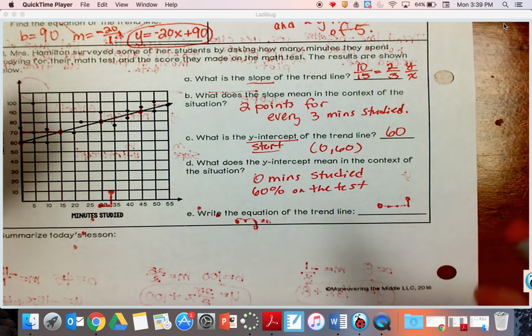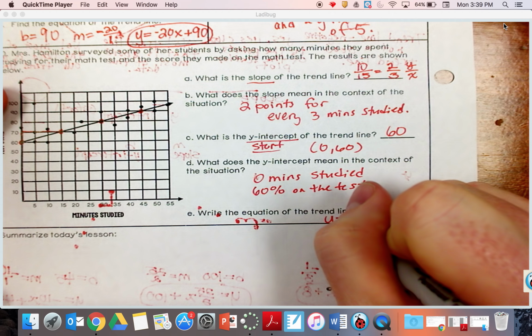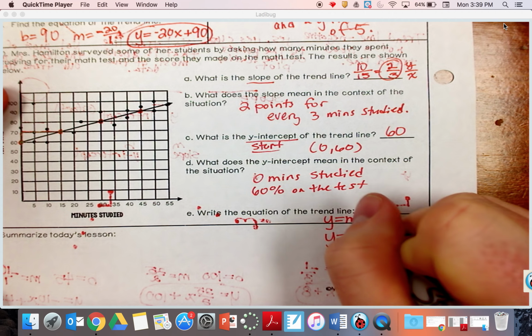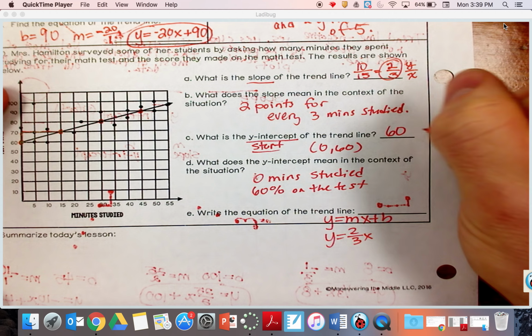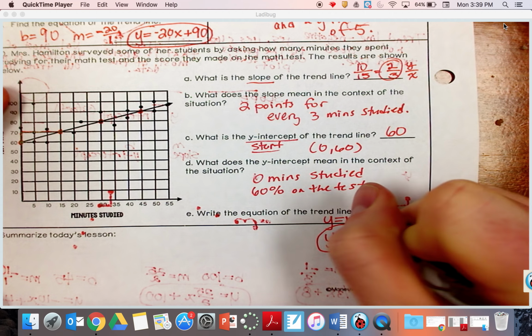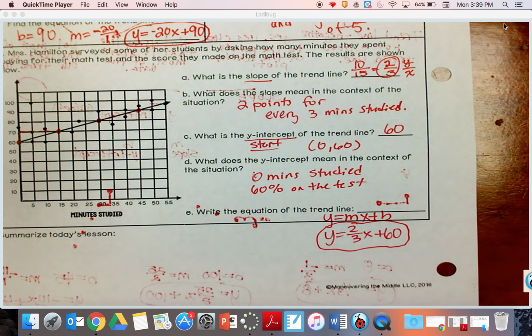Now the last part is I just need to put it all together and write my equation. y equals mx plus b. Here is my m, 2/3. My b is 60. And I have the names of my values there.